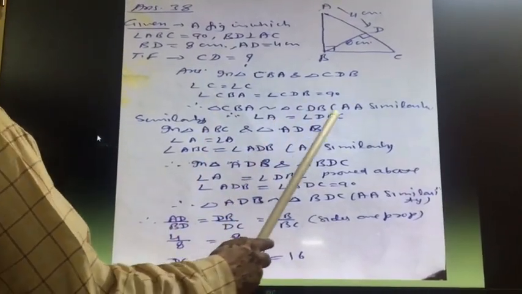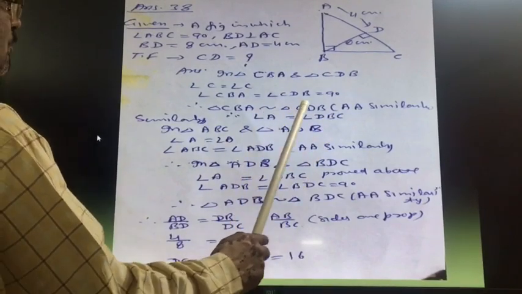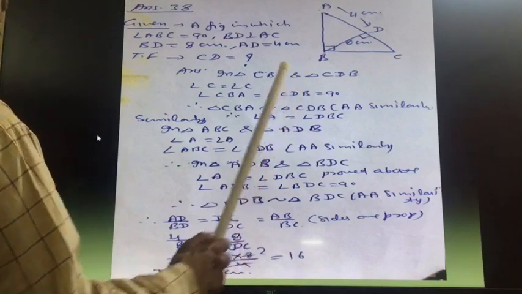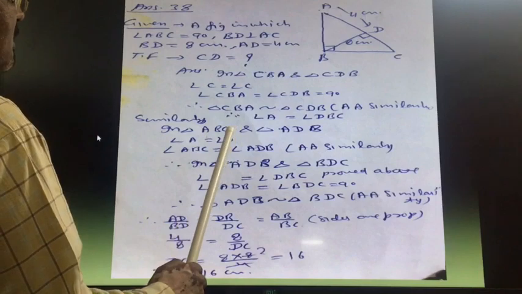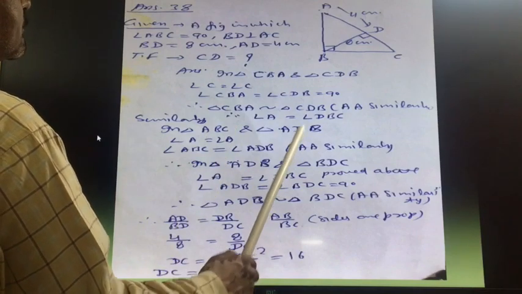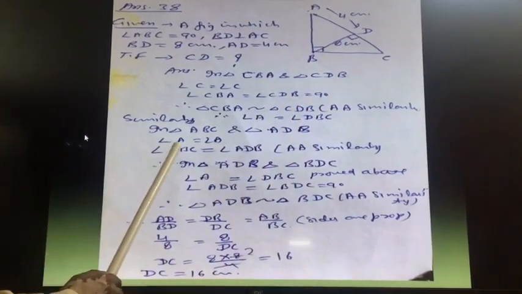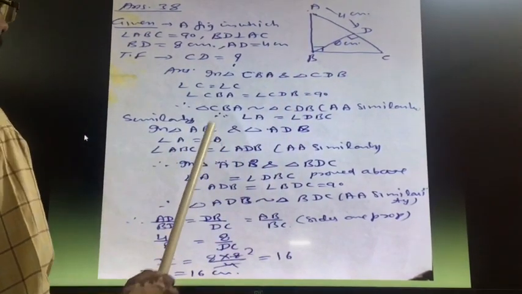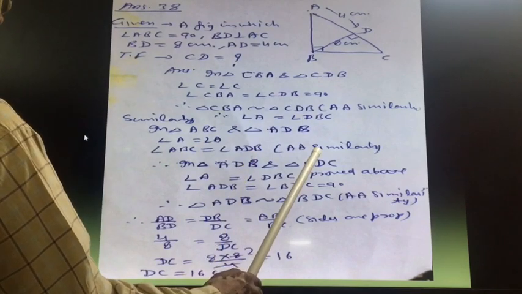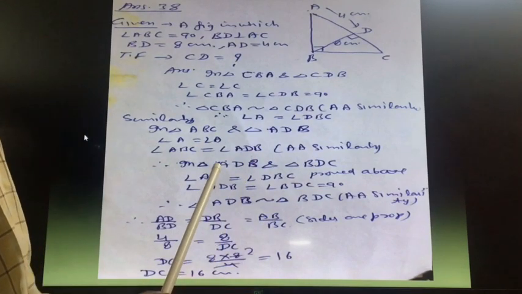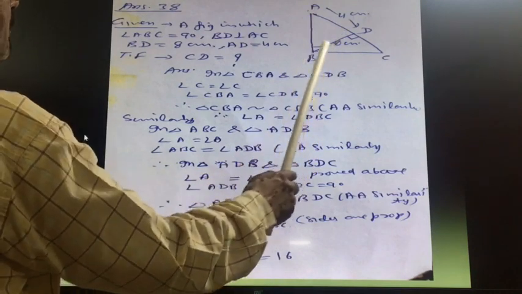Similarly, angle A will be equal to angle DBC because these two triangles are similar. Because of this, the third angle will be equal. Now, triangle ABC and triangle ADB. In these two triangles, angle A is equal to angle A, angle ABC will be equal to angle ADB by angle-angle similarity, and in triangle ADB and triangle BDC, ADB and BDC.